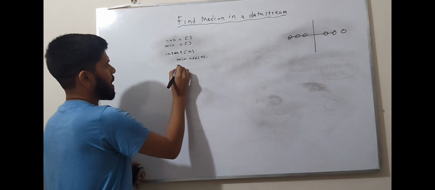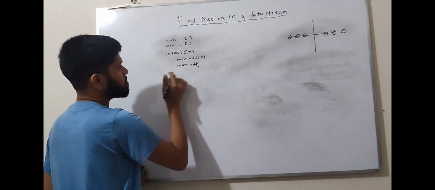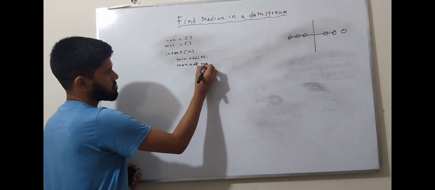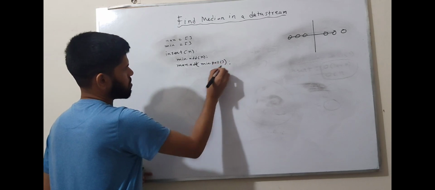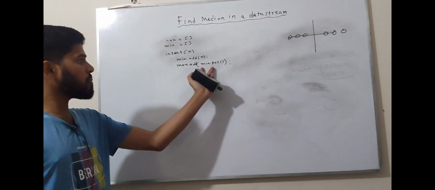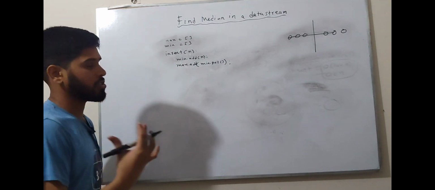So max.add, let's remove from the min data structure, so min.poll. All right, so we removed the peak element from min and we inserted it in our max heap data structure.